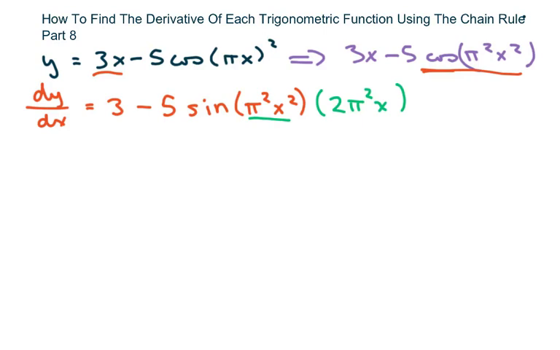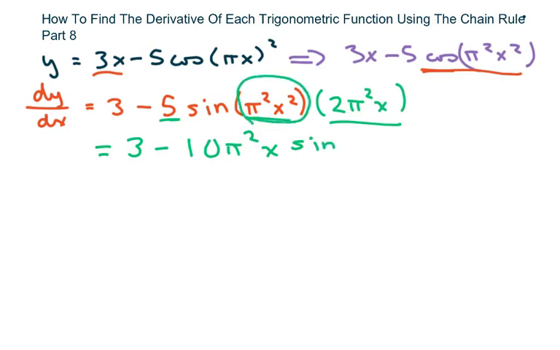Okay, cleaning this up, we're going to get 3 minus, and I'm going to go ahead and multiply these two together. So that's going to be minus 10 pi squared x, and this is going to be times sine, and I'm going to fix this back up, and I'm just going to write it as pi x squared like they had it here. And that's all for that one.